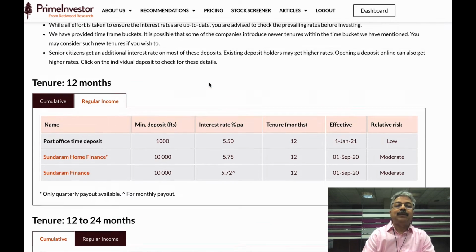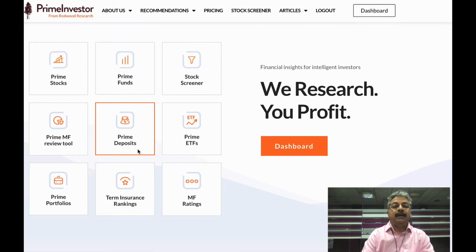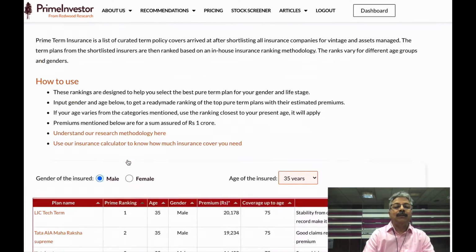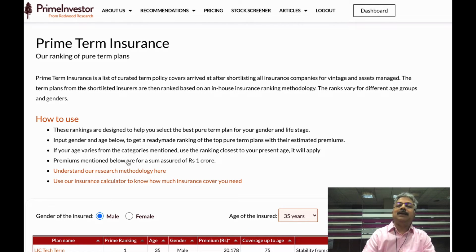So very quickly, this was our prime deposits product, and before we go into stocks, let me just cover our term insurance rankings. We have a very unique ranking tool. We provide rankings across 14 different term insurance plans, and we'll tell you which is the correct term insurance that you should be getting for your particular age and for your particular coverage level, and whether you are male or female. So this will tell you the right insurance company that you should go to.